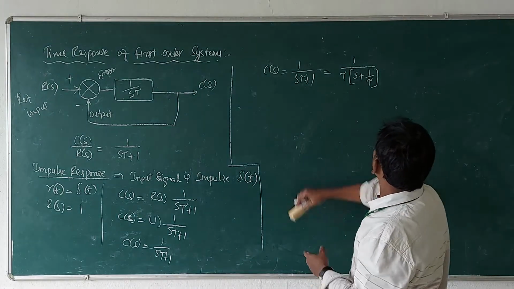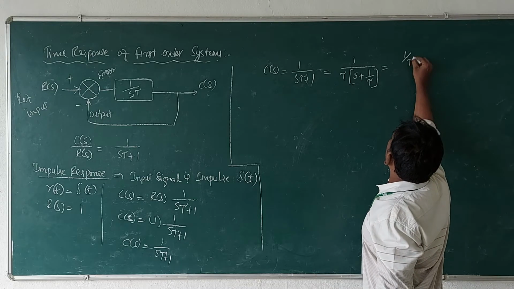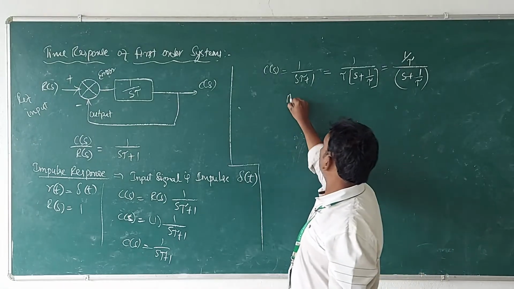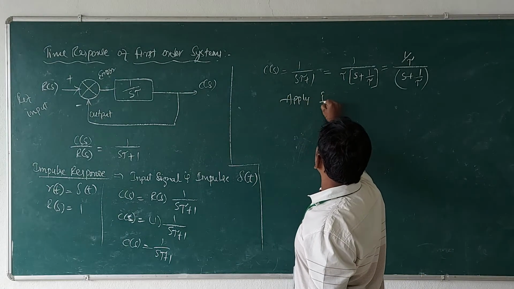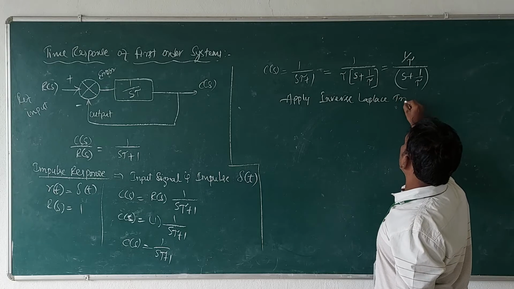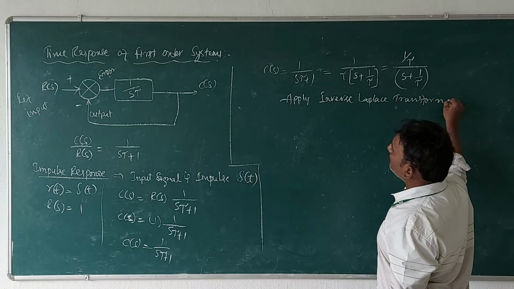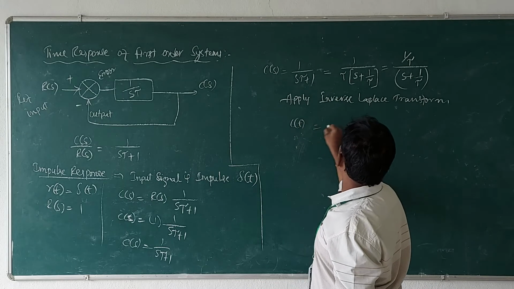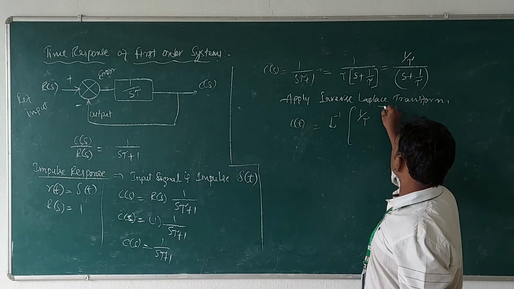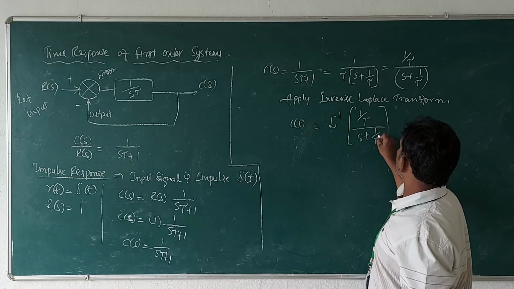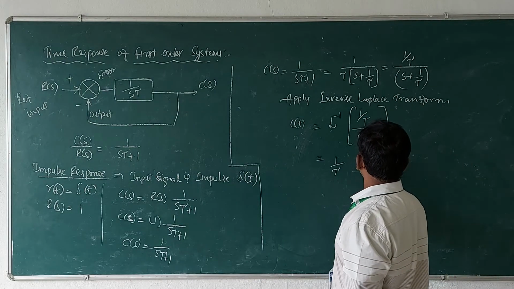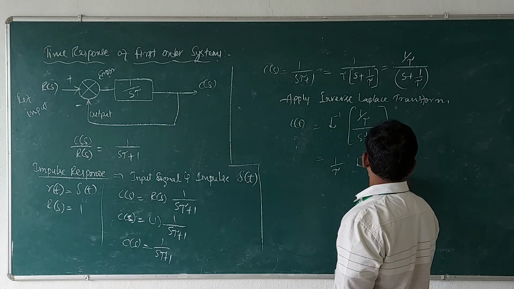So now here I can arrange it as 1 by tau divided by s plus 1 by tau, like this. So now apply the inverse Laplace transform. What happens if I apply the inverse Laplace transform? C of s becomes C of t. So what is this value? 1 by tau is taken as common, so 1 by tau times the inverse Laplace transform of 1 by s plus 1 by tau.